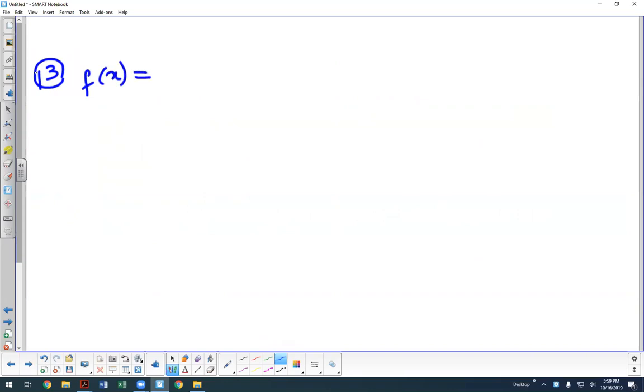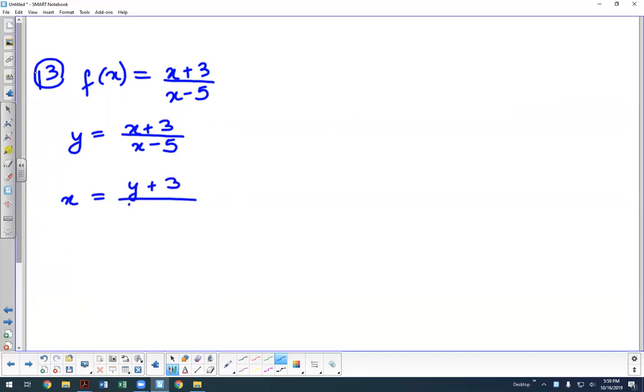So we've got f of x equals x plus 3 over x minus 5. So again, first step, replace the f of x with y. So you will end up getting y equals x plus 3 over x minus 5. Then what do we do? Yeah, we interchange our x and y variables. So that means x will replace the y and y will replace the x. So you're actually going to end up getting x equals y plus 3 over y minus 5.